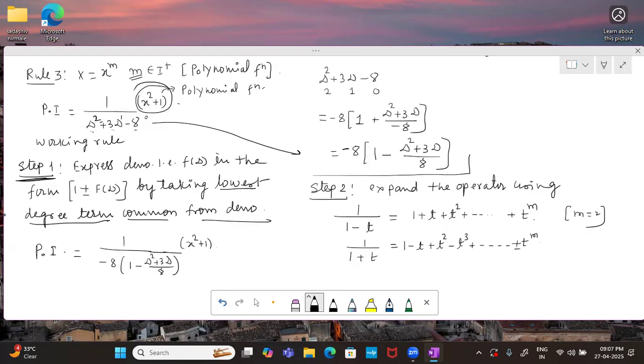And then in the last step, operate each term of the expansion on x raised to m. So that we will get the pi. Let us see how to operate this one.